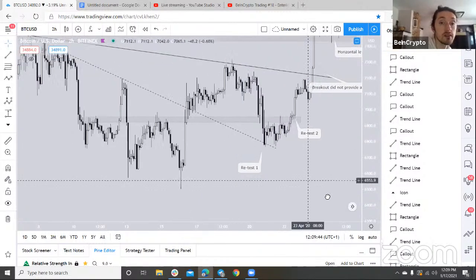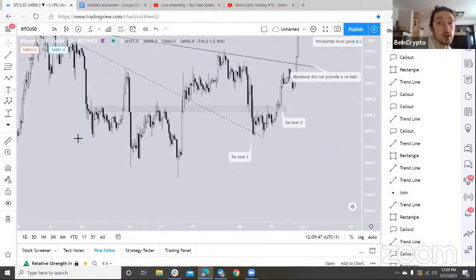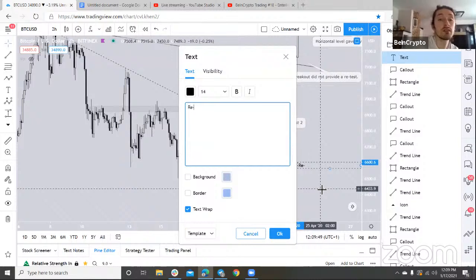Okay, so first retest. Now retests can occur at both horizontal and diagonal levels.